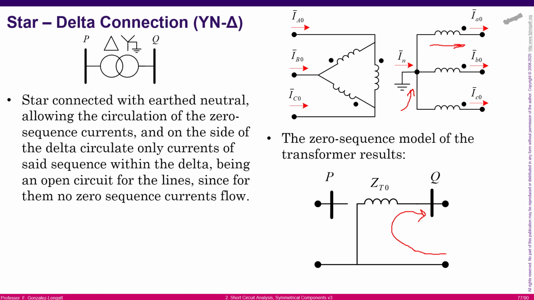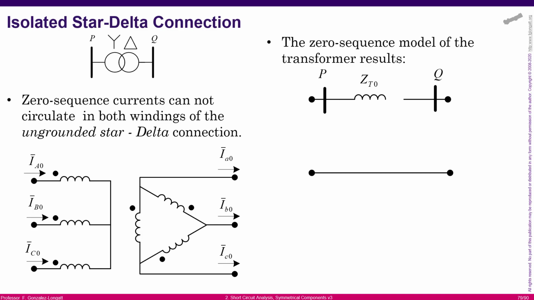However, on the other side, we have here an open circuit. And the reason for the open circuit is clear, because the delta connection has no neutral point, and there is no possibility of zero sequence currents going through the lines. To represent that in the zero sequence model, there is an open circuit, and you can see that situation over there.